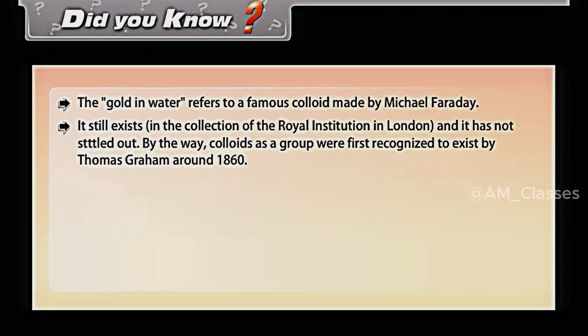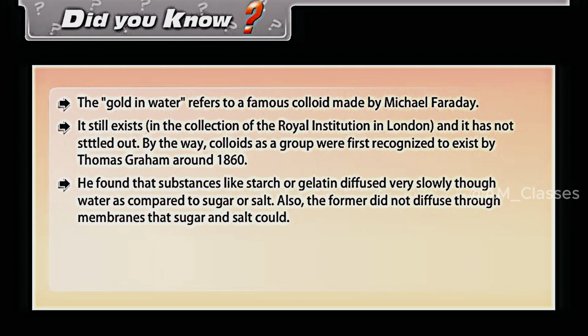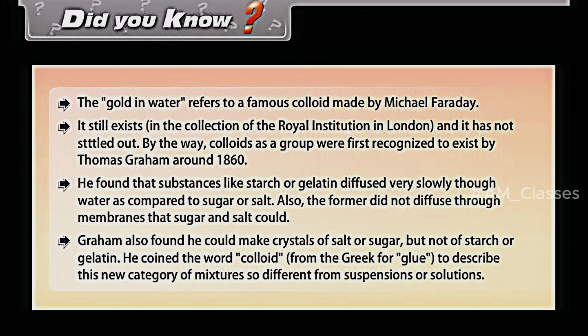By the way, colloids as a group were first recognized to exist by Thomas Graham around 1860. He found that substances like starch or gelatin diffused very slowly in water as compared to sugar or salt. Also, the former did not diffuse through membranes that sugar and salt could. Graham also found he could make crystals of salt or sugar, but not of starch or gelatin. He coined the word colloid from the Greek for glue to describe this new category of mixtures so different from suspensions or solutions.